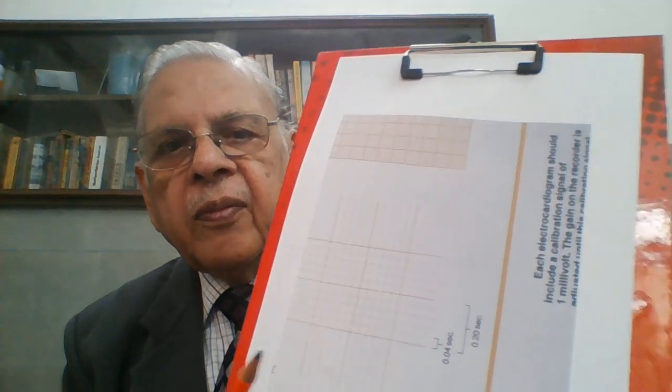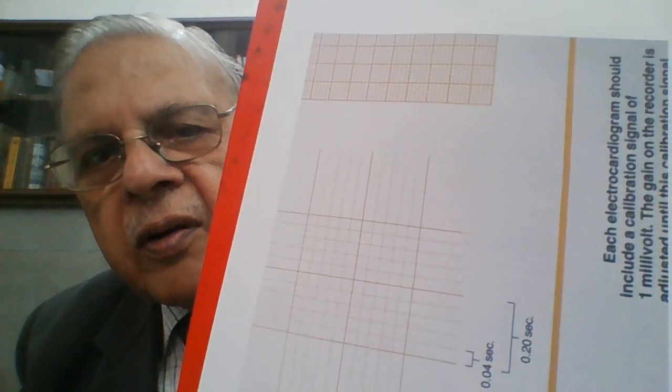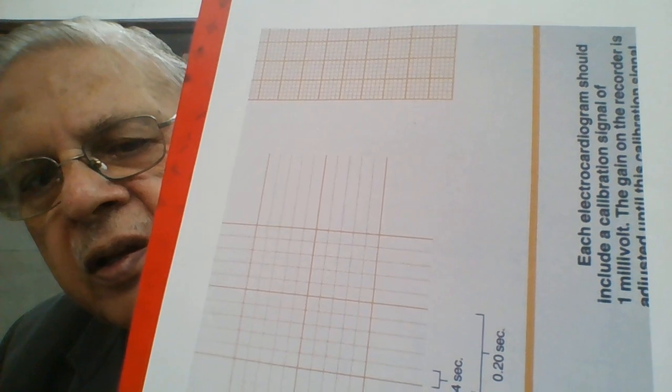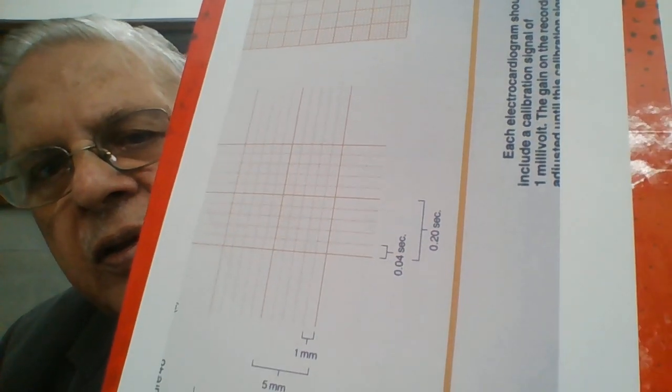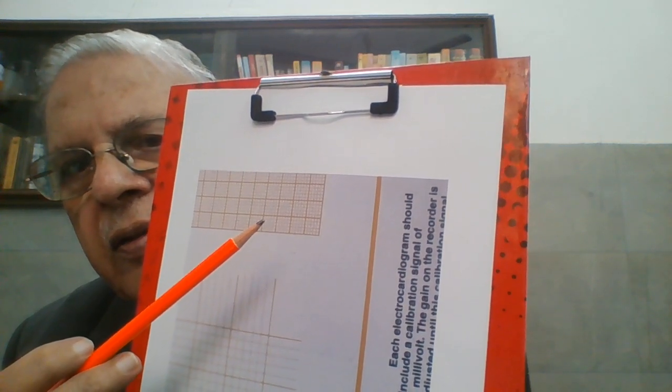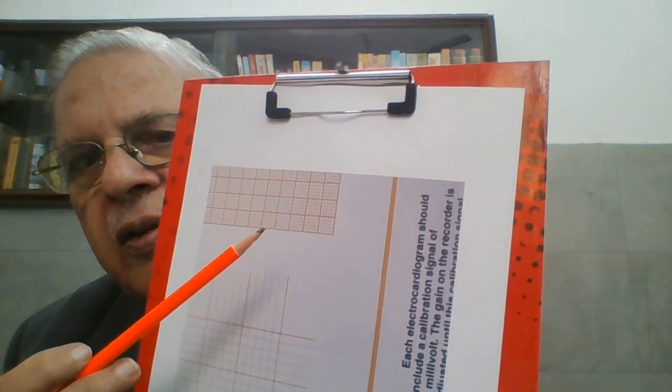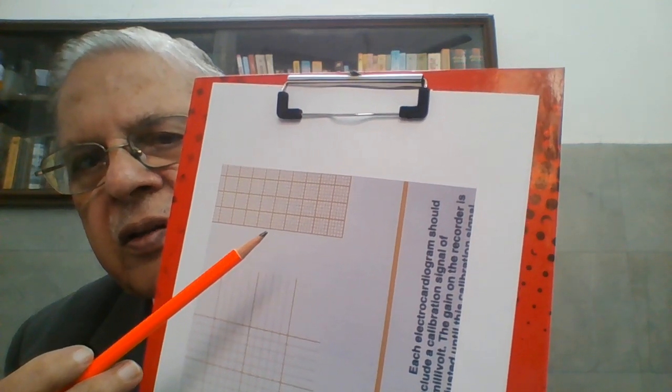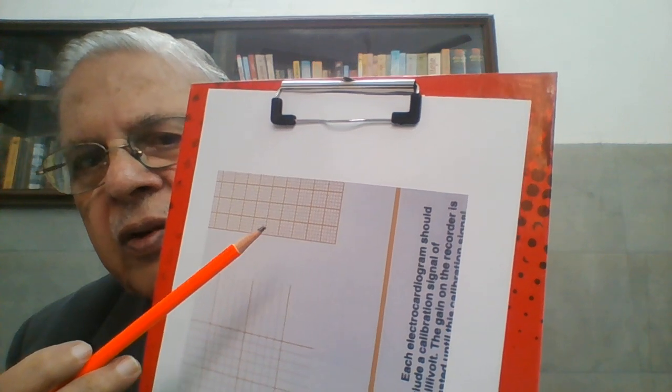Now, ECG is recorded on a specialized paper. See, I am trying to bring it as close to the screen as possible. See, this is the paper you see. These dark lines, between these two dark lines there are 5 small squares. You see, all these are small squares, and you have 5 marks this way and 5 marks this way, which will make 25 small squares.